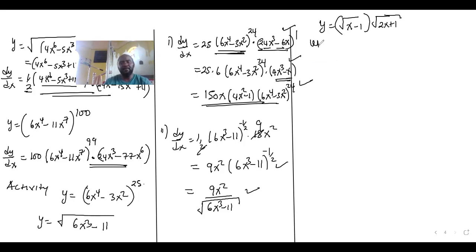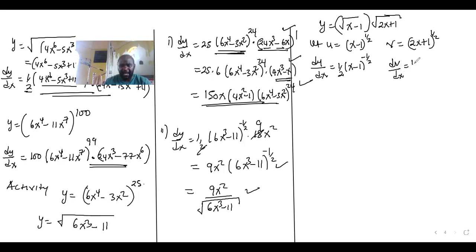Now let u be x minus 1, already this is power a half, and v to be 2x plus 1, also this power a half. So this will give me du/dx is equal to a half of x minus 1 power negative a half. Then dv/dx is going to be a half of 2x plus 1 power negative a half times 2.